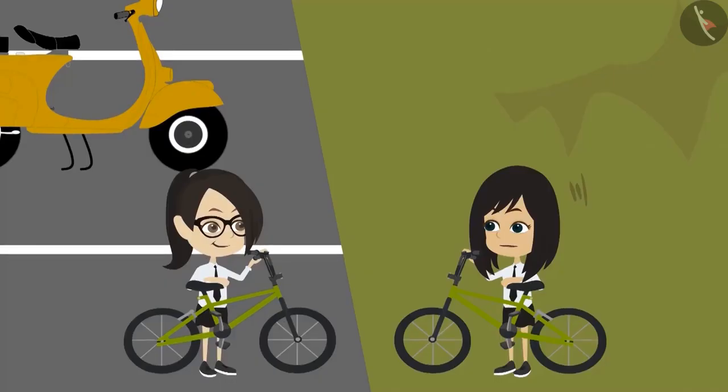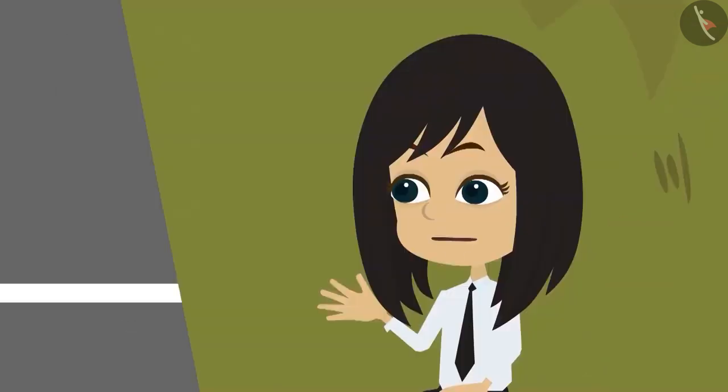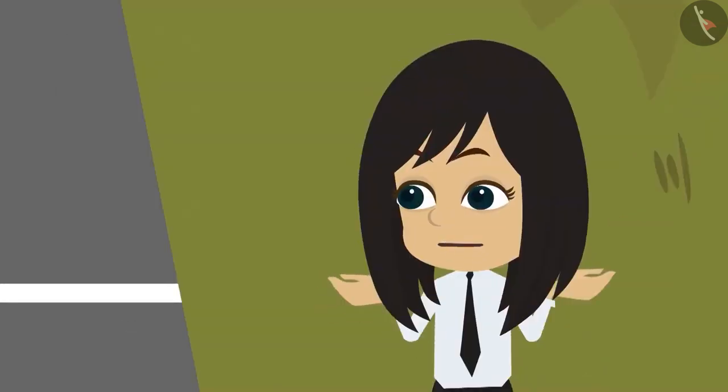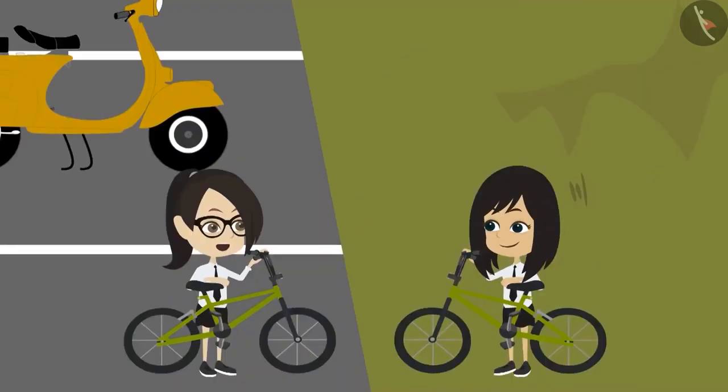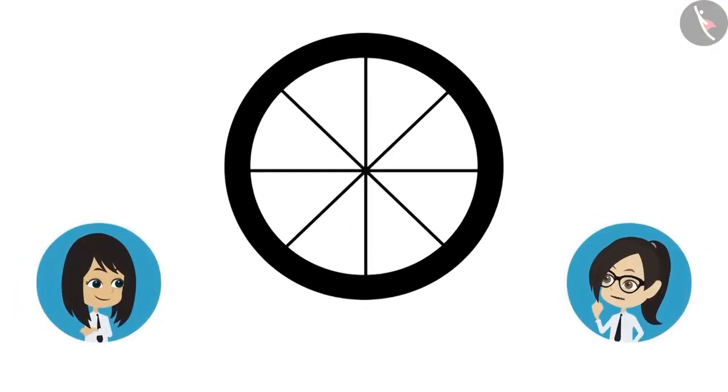Let's measure something. Let's measure these 4 tires. Then we will tell sir. Which tire should we measure first? Let's measure the tire of our bicycle first. Okay. So we have to measure its radius. Yes, and the radius means the distance between the center and the boundary.